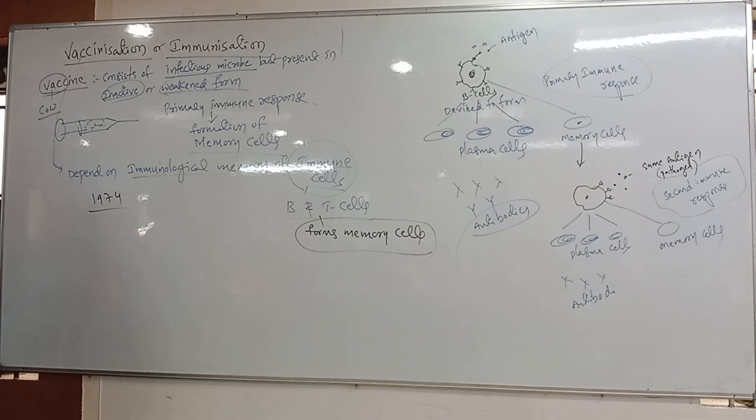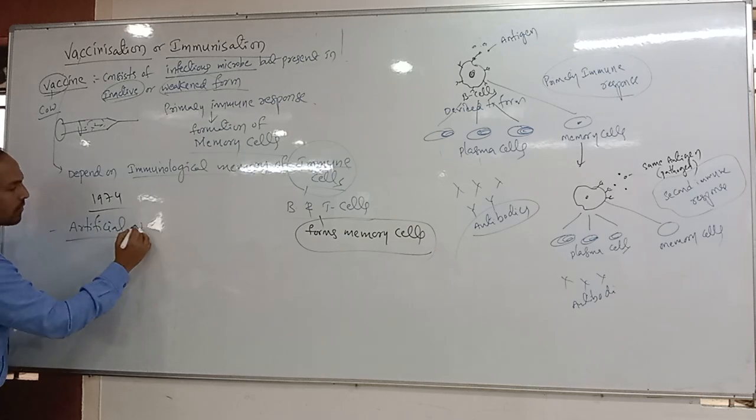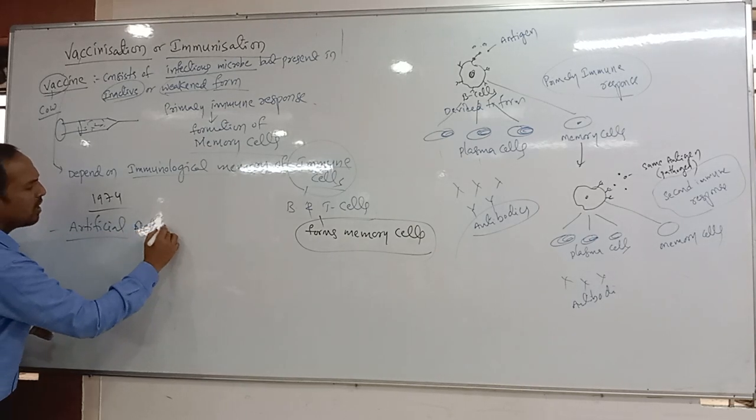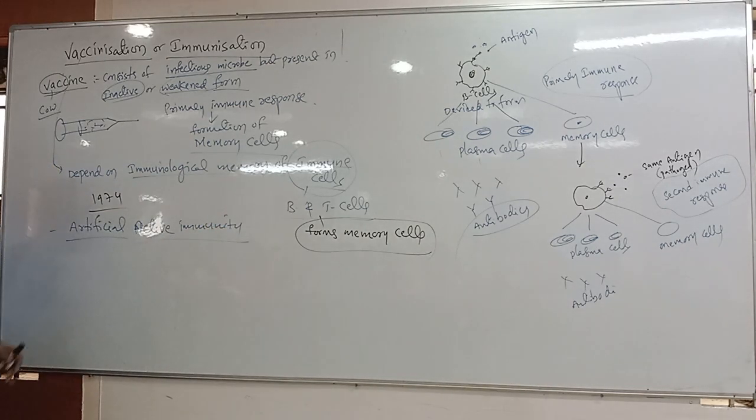Natural and artificial. Which type is this? It is artificial active immunity, because intentionally we are introducing the inactive pathogen into the body to develop the immune system in our body. Clear? That's why it is one type of artificial active immunity.